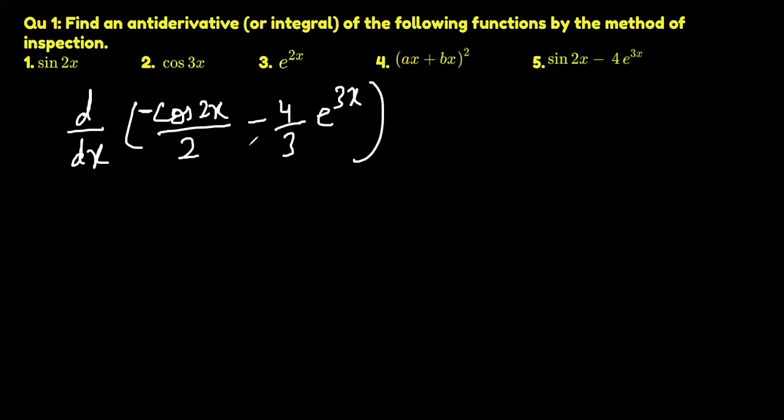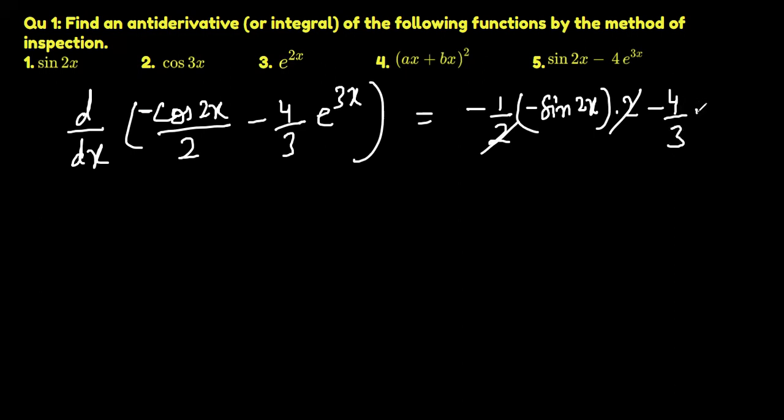Minus 4 by 3 times e to power 3x. If you differentiate this, what do we get? We get minus 1 by 2, and the differentiation of cos is minus sine 2x multiplied by 2. Of course, this 2 and 2 get canceled, no? We get plus sine 2x, and minus 4 by 3 e to power 3x will be e to power 3x only, multiplied by the differentiation of 3x, that is 3. So this 3 and 3 is gone. So the derivative of this function is equal to, minus minus is plus, sine 2x minus 4 times e to power 3x.